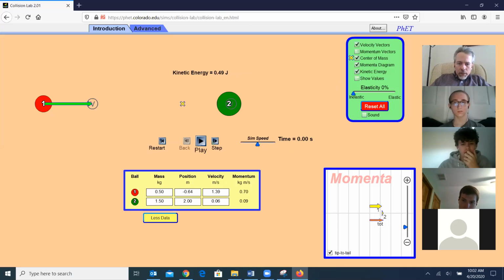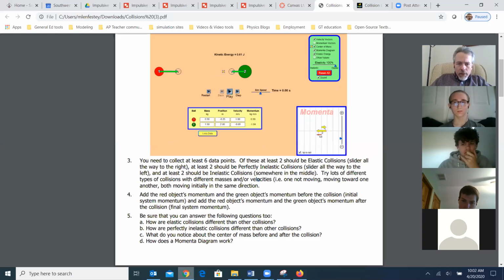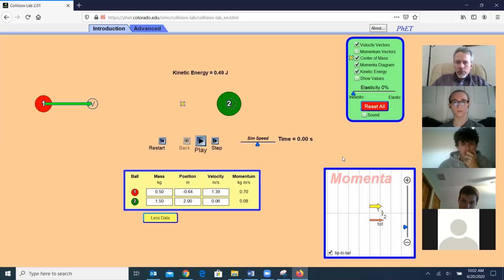And then finally, I need to have 2 collisions that are just simply inelastic. So let me go back to this. Somewhere in between would be just inelastic. So at least 2 collisions that are elastic, 2 collisions that are perfectly inelastic, and then 2 collisions somewhere in between. Those are just simply called inelastic.